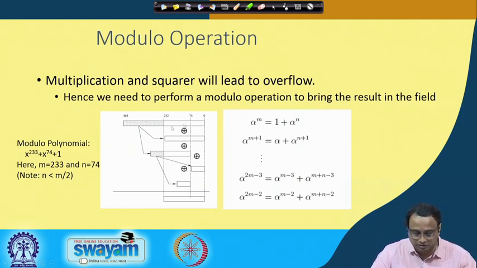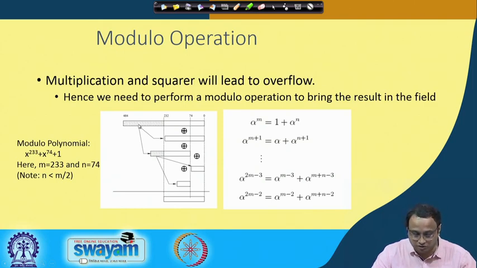So, that means if I represent this x as alpha, then alpha to the power of m becomes alpha to the power of n plus 1. Therefore, if you have any element which is more than 232, that means 233 for example, I can replace it by 1 plus alpha to the power of n. And likewise for all the elements which are more than that.